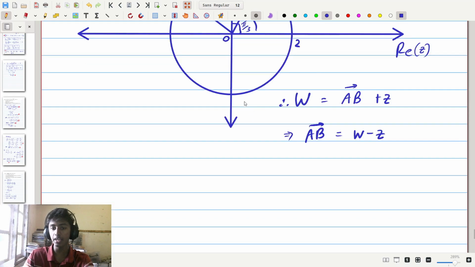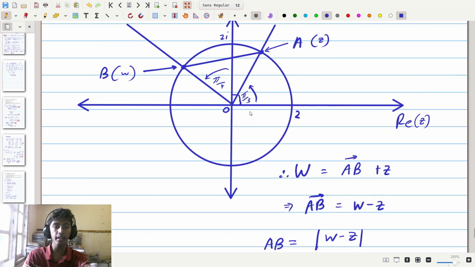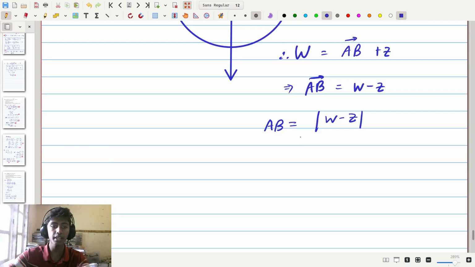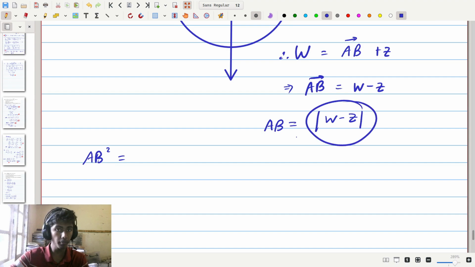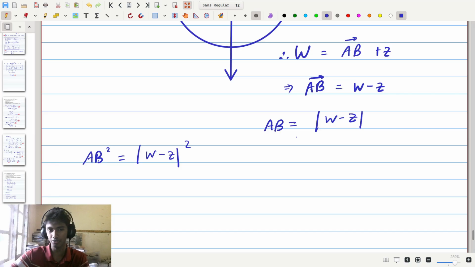Now if that's the case, then that means that the length AB is equal to the modulus of w minus z. Now with this, we can find AB squared, because if we square both sides, we can see that AB squared is equal to the modulus of z minus w squared. So we can write modulus of w minus z squared, which is the same exact thing as modulus of z minus w squared, since the modulus just cares about the length. It doesn't matter which order you put the two numbers in. So this is going to be the value of AB squared.